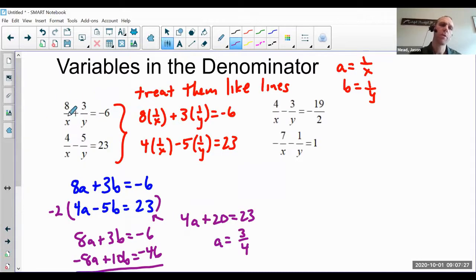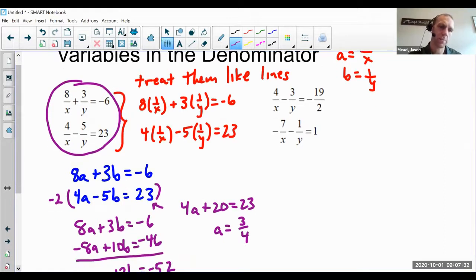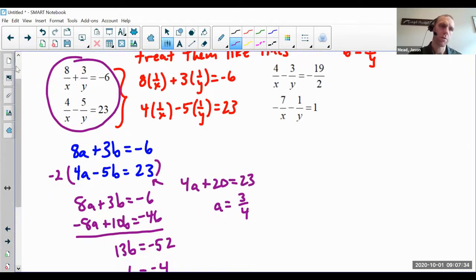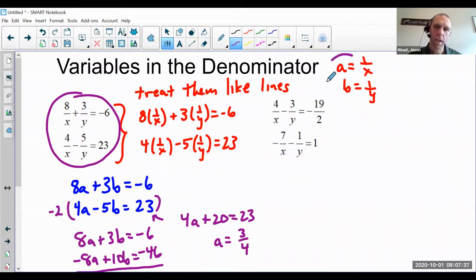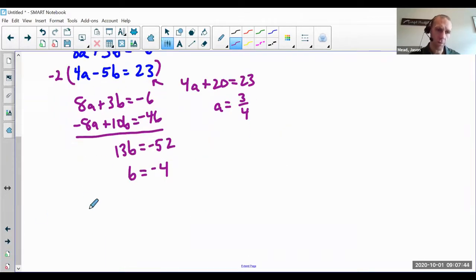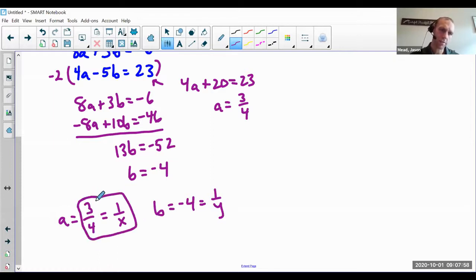The only thing we have to remember is that the problem was in x's and y's, and we have answers in a's and b's. So if we make this substitution, we then have to remember that we have to find x and y. So a is 3 over 4. That's equal to 1 over x. B is equal to negative 4. That's equal to 1 over y. So I have to take these things and solve them.